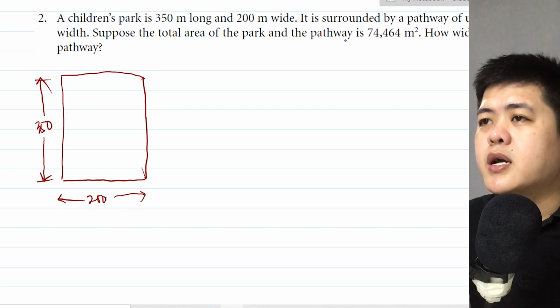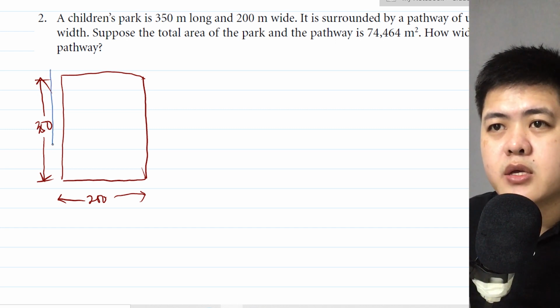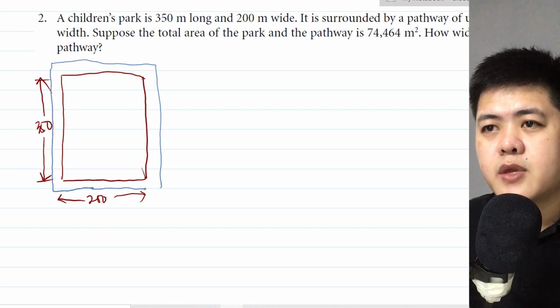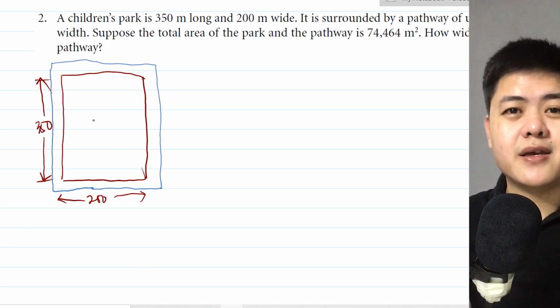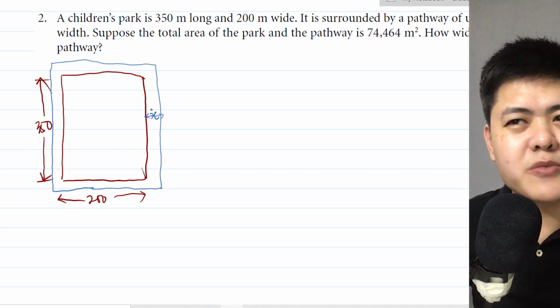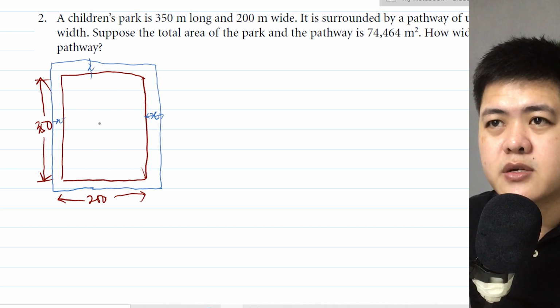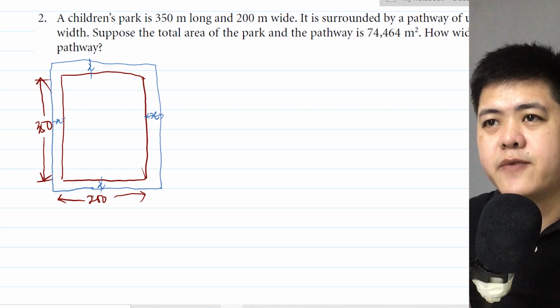Now, it is surrounded by a pathway of uniform width. So, for example, parang ganito, mayroong pathway na surrounding. Since we don't know, let's say the pathway is x wide. Kung x yon, x din to, tapos x din tong height na to, tapos ito x din.